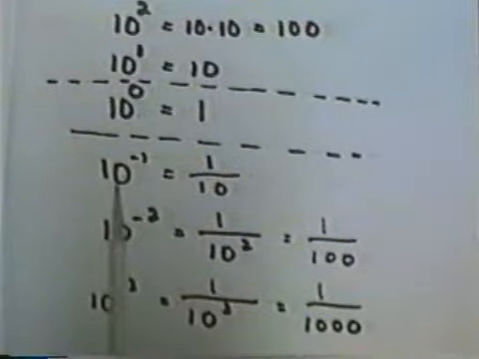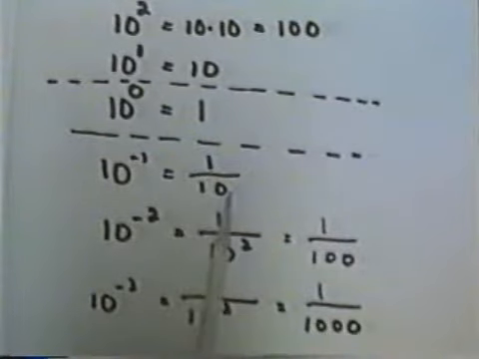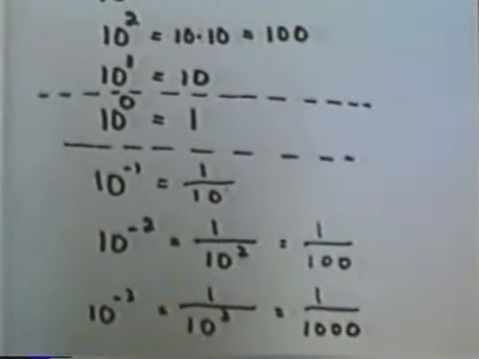But now notice this. If that's true, then 10 to the negative 1 power is 1 over 10 to the positive 1. 10 to the negative 2 is 1 over 10 to the positive 2. 10 to the negative 3 is 1 over 10 to the positive 3.